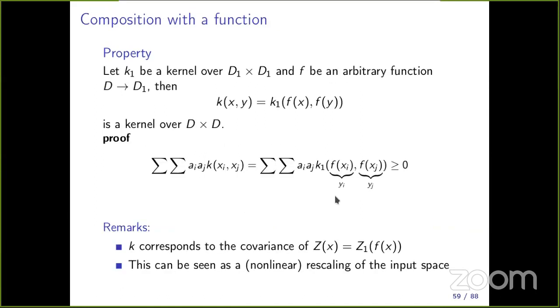And another thing is we can compose a kernel with a function. So if K1 is a kernel over a space D1, and F is a function that maps D to D1, then we can basically remap the input through the function F. This will still be a valid covariance function. And basically, this can be seen as a nonlinear rescaling of the input. So when we introduce length scale, we're just dividing the input location by theta. This is a bit more convoluted. We do not just divide by theta. We introduce a rewarping of the inputs.